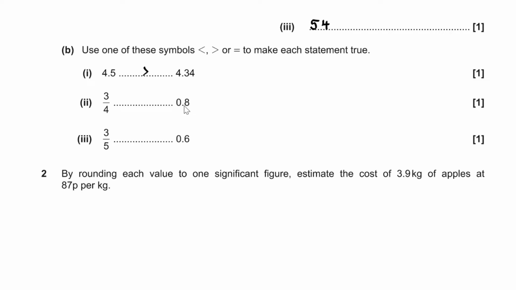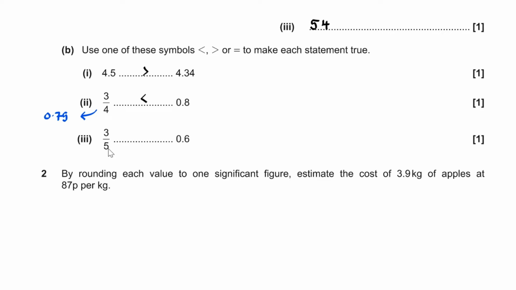And then we've got 3/4 and 0.8. Well, 3/4, this is the same as 0.75. So we are comparing 0.75 with 0.8. You can see 0.8 is greater than 3/4. So we've got 3/4 is less than 0.8.